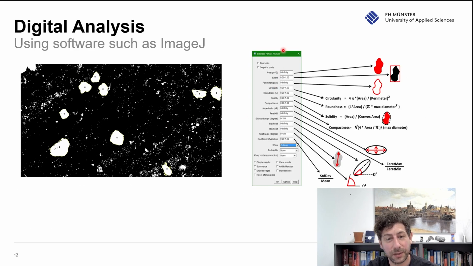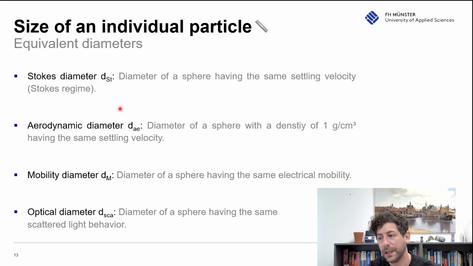And basically once you did it, you get all these numbers here. You can get the circularity, which is the shape, the roundness, and so on. And you see that you have also the max and min Feret diameter, and you also have the ratio of the Feret diameters. So the Feret diameter basically is the number you measure from these optical analyses.